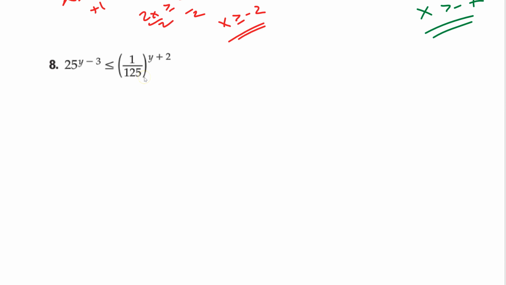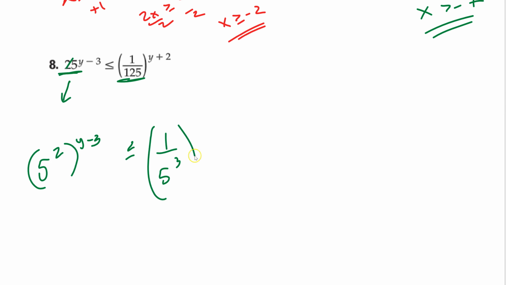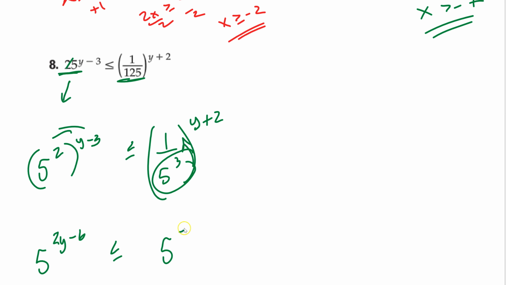Last one, I believe. So this one, I get to make the match now. 125 does not equal 5 squared. 5 squared is 25, so it doesn't work that way. This is one of the ones where I've got to work on both sides. 25 is the same thing as saying 5 squared, y minus 3. 125 is the same thing as saying 1 over 5 cubed, y plus 2. You have to work on both sides in this case. Distribute, I get 5 to the 2y minus 6. On this side I've got to flip that thing up there. So it's going to be 5 to the negative 3 times y plus 2.